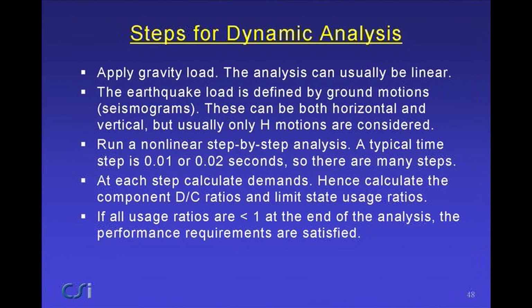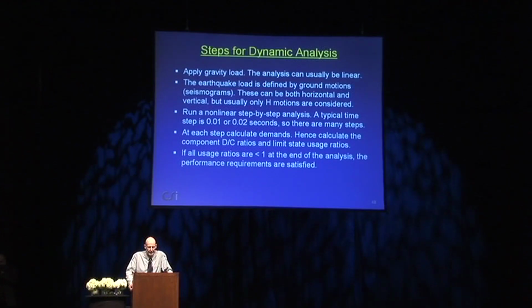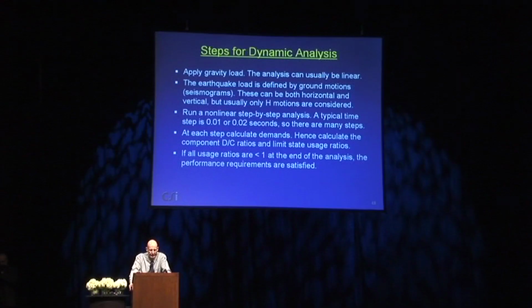In some cases, incidentally, the capacity may also have to be calculated at each of these time steps, because sometimes, for example, a hinge rotation capacity can depend on the shear force of the hinge. The larger the shear force, the smaller the ductility, the smaller the rotation capacity. And since the shear force varies during analysis, then you have to recalculate the capacity at every time step also. And Perform can do this. And then it calculates the component demand capacity ratios and the limit state usage ratios.